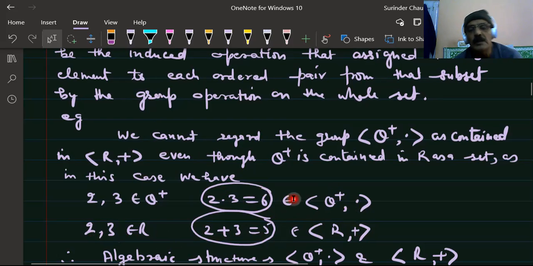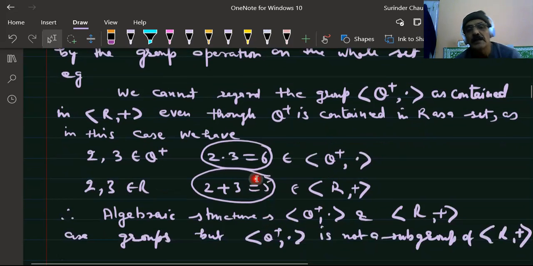What does it imply? It means that both the set and the subset must have the same binary composition, meaning the resulting element must be the same. If the resulting element does not come out the same, then we say that the subset will not form a subgroup of the set.